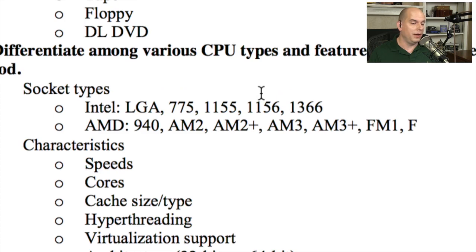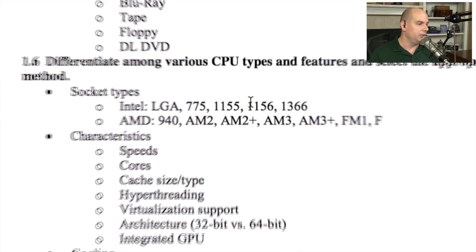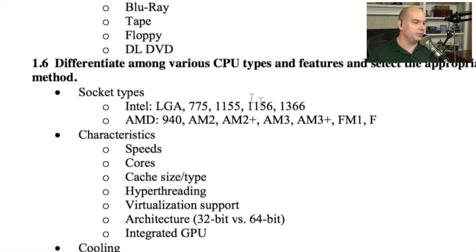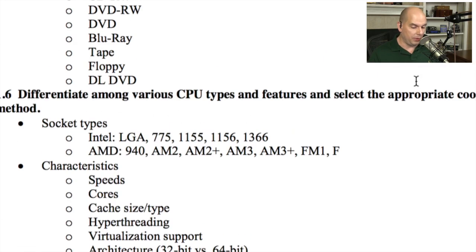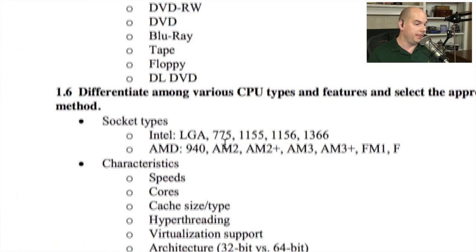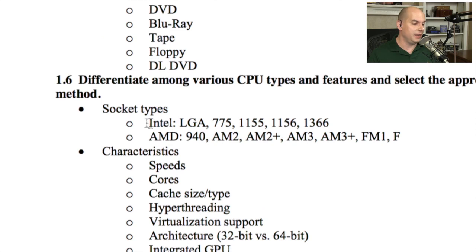they ask you on the exam, this is new in the 801, it wasn't like this in the 700 series. You need to differentiate, section 1.6, differentiate among various CPU types and features and select the appropriate cooling method. There's different cooling methods in here for this. And notice the socket types, they list out for you exactly the socket types they expect you to know. You need to know an Intel LGA 775, 1155, 1156, 1366. 1, 2, 3, 4. Four of them.